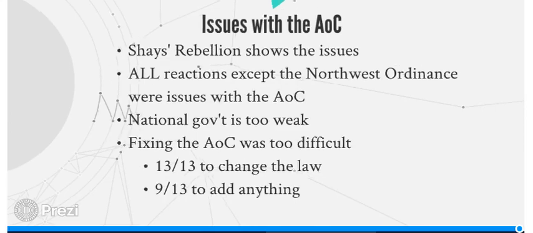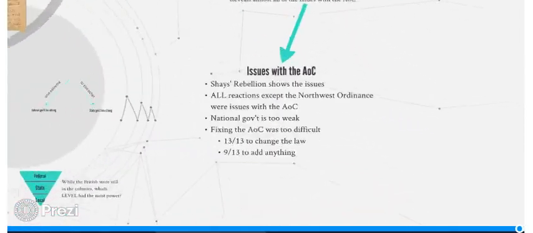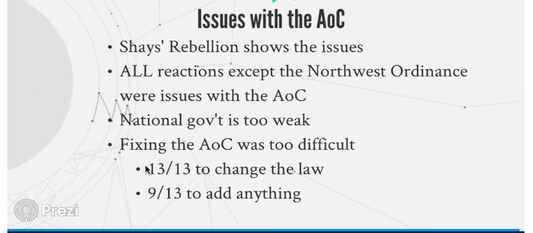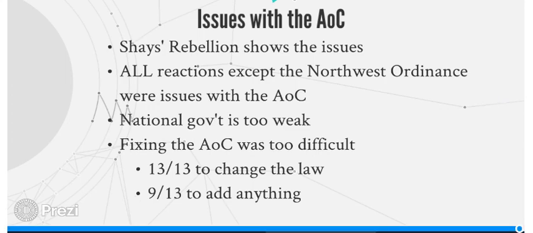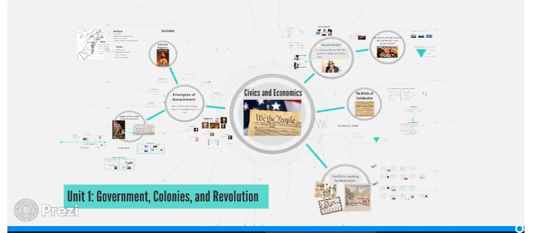All right, so we're going to have some kind of a meeting overall to fix this problem. It took 13 out of 13 states to change the law and 9 out of 13 to add anything to the AOC. Getting that many people to agree on something is extremely difficult and is not going to be great for your government overall. So there are a lot of issues with the AOC, and this is going to lead us directly into our next unit on the United States Constitution. So congratulations, everyone. This has been the conclusion of the Articles of Confederation and our content for Unit 1.